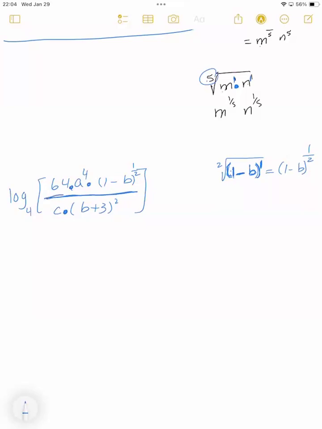So first we start with the division. I write it as log base 4 of 64, a to the 4, 1 minus b to the power half. This division becomes a subtraction. And then I have another log for the denominator, c times b plus 3 to the power 2.